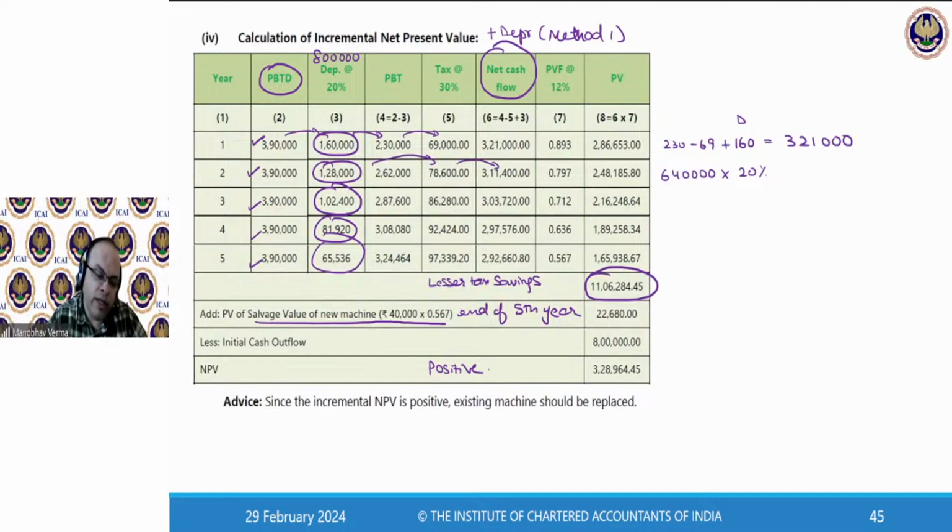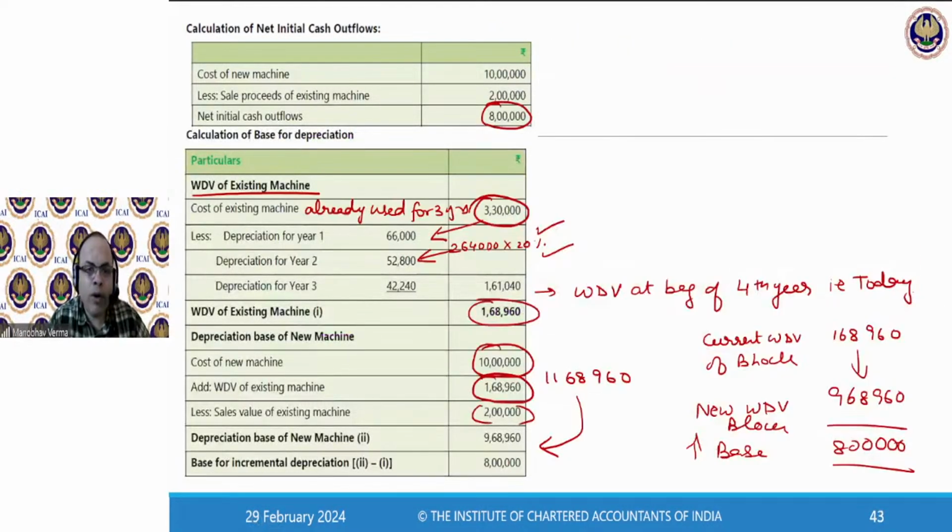Question from Preetham: sir, why have we not taken depreciation of 968,960? Okay, Preetham, when you wrote that question, exactly at that point I was explaining something. And that point is you need to consider this. We are talking about incremental, right? Preetham, I have a question for you. What is the existing WDV? 168,960. What will be the base for the new machine? 968,960. We are calculating everything from an incremental perspective. So 968,960 minus 168,960. So we're calculating on the differential, right? Everything is done incrementally.